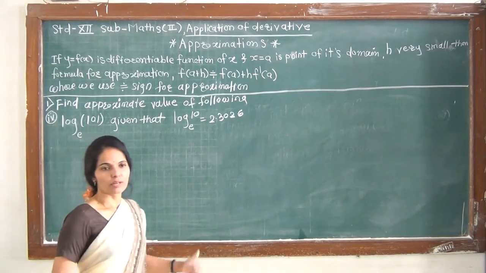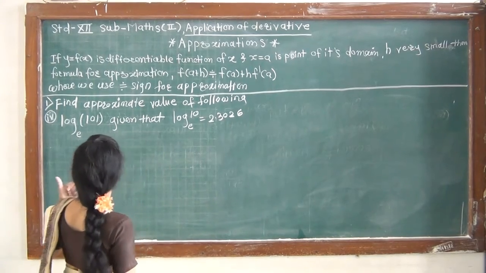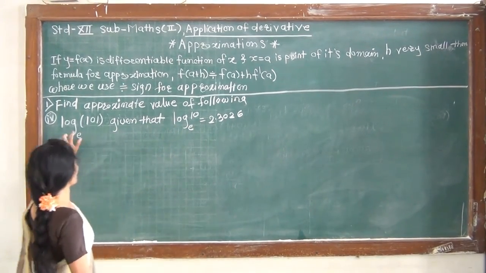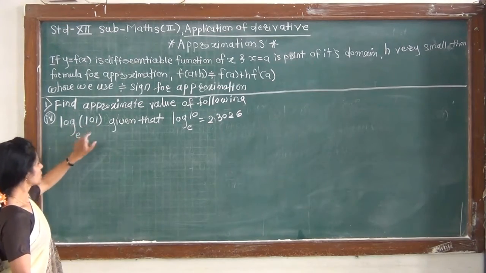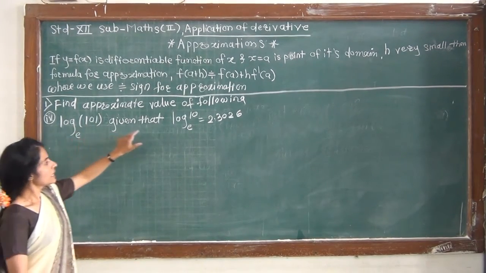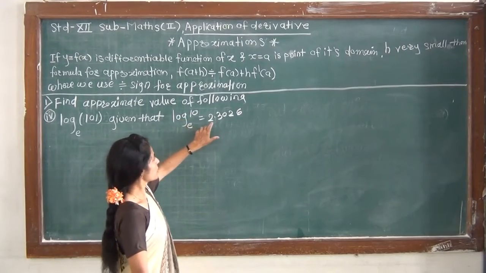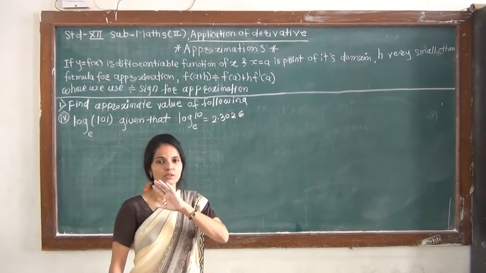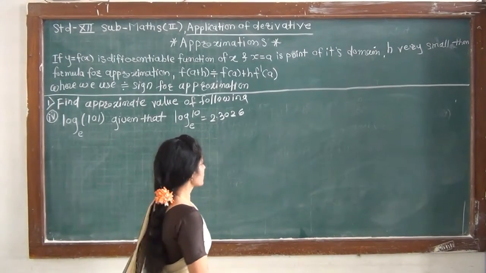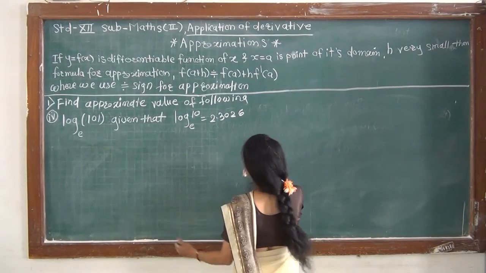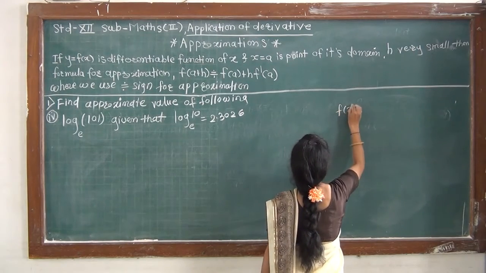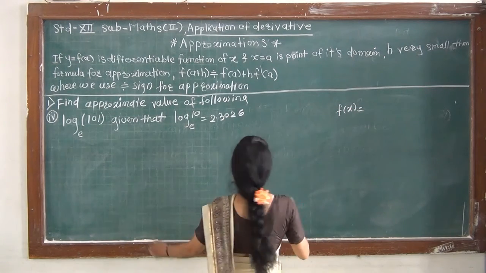Now we start our fourth example. Find the approximate value of log of 101 to the base e, given that log of 10 is 2.3026. Before starting the solution, let me analyze what we have been given here. We have been given that a function f of x is nothing but log of x.